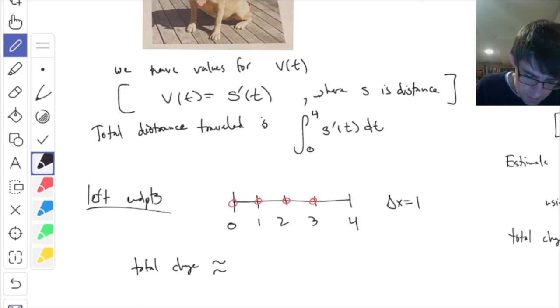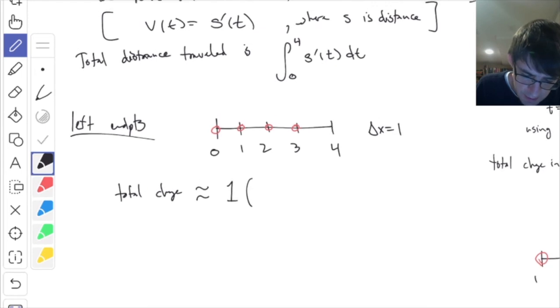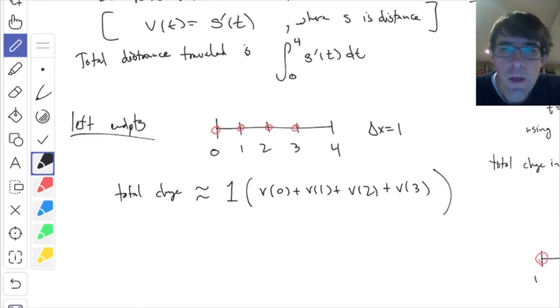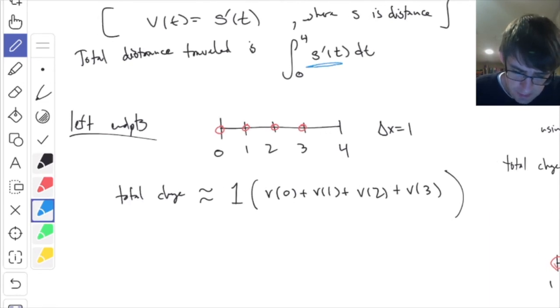The total change is approximately equal to 1 on the outside, that's the delta x, and on the inside I'm going to say velocity of 0 plus velocity of 1 plus velocity of 2 plus velocity of 3. I wrote v here instead of s prime. You could have written s prime if you want to, but v and s prime are the same function. What are those velocities? What is v of 0?